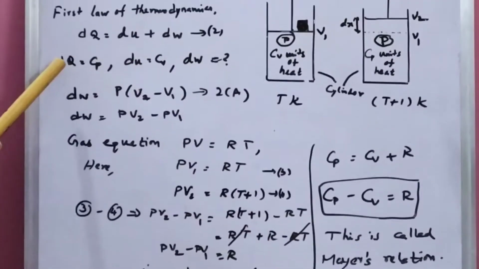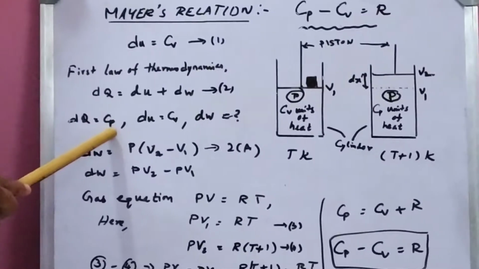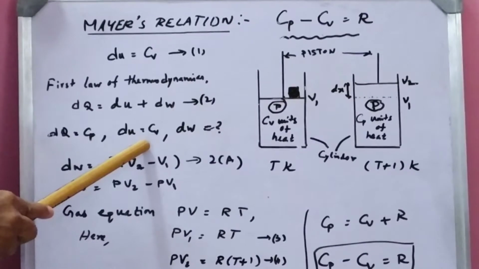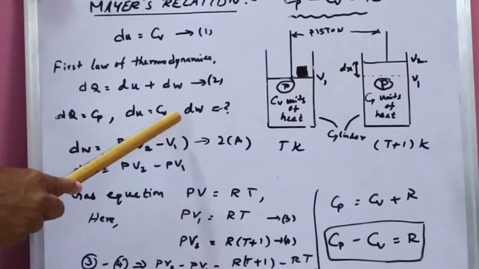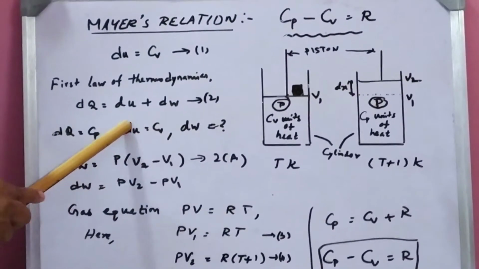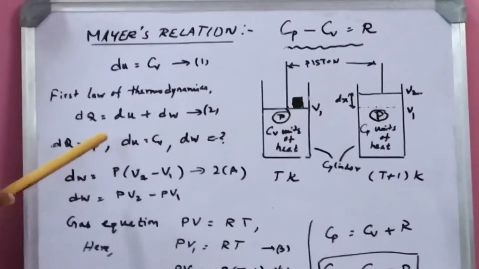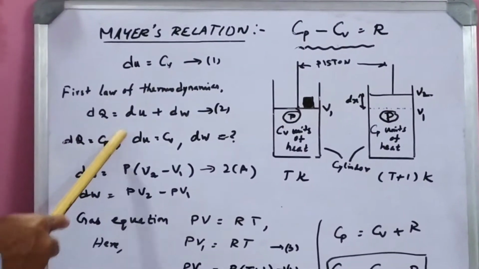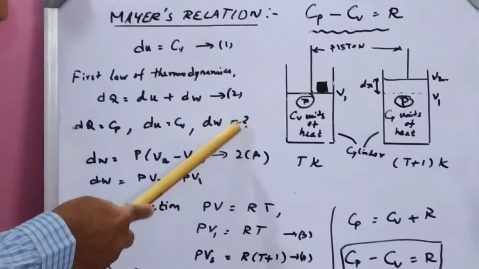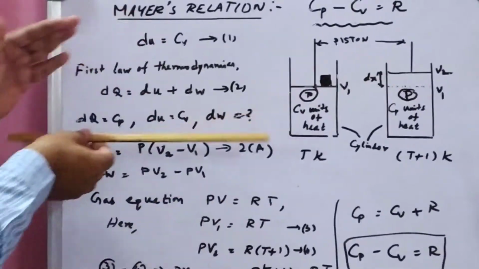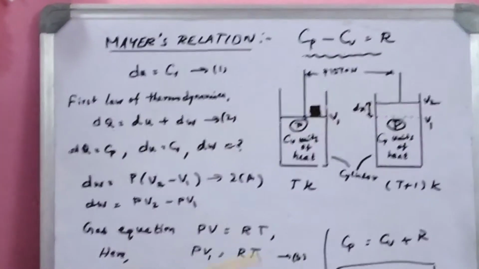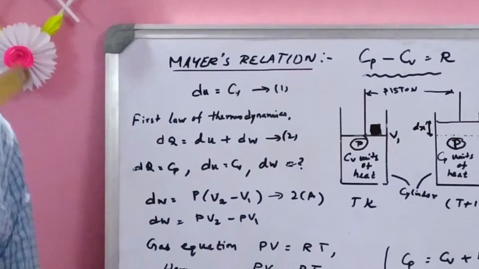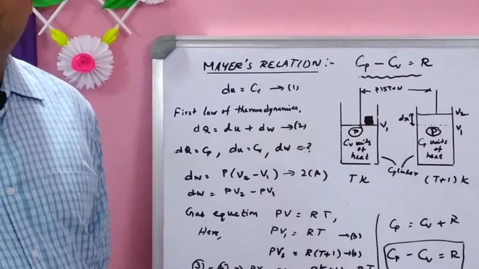By keeping pressure constant, you are giving some quantity of heat, that is called Cp. By keeping volume constant, you are giving some quantity of heat, that is du is equal to Cv, because this quantity of heat will help only to increase internal energy. Here du is equal to Cv, dq is equal to Cp. So dw we don't know, we have to find out dw. To find out dw, what are we doing? Here dw, work done, is pressure multiplied by change in volume.